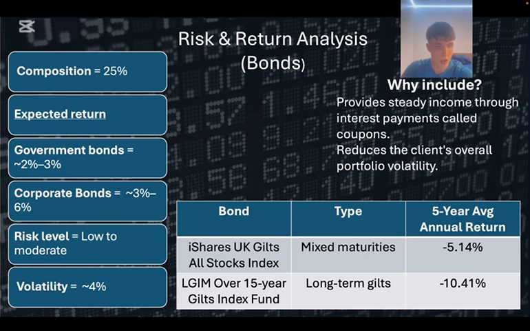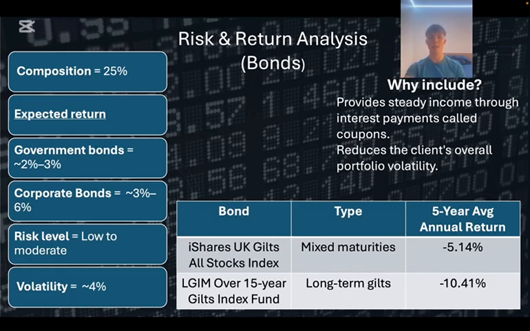And then on to the next slide, we'll be doing a risk and return analysis of bonds. So the composition was 25%, and the expected returns for government bonds was 2 to 3%, while for corporate bonds, the return was estimated to be around 3 to 6%. And it comes in with a risk level which is low to moderate and a volatility of 4%.